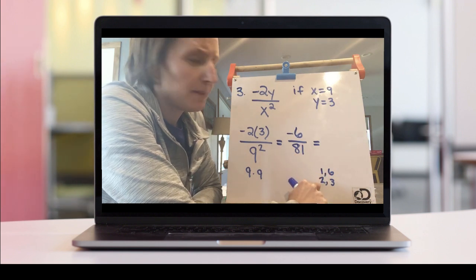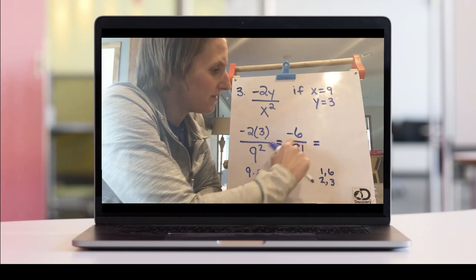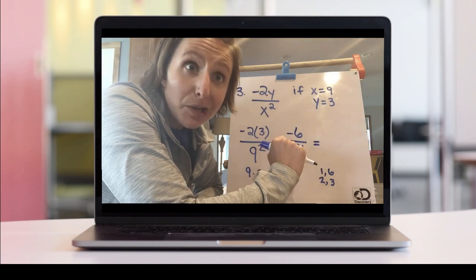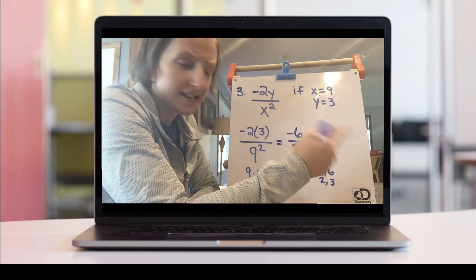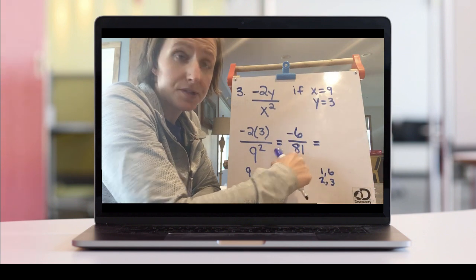Can you take 81 and divide it by 2? No, this is not an even number. It doesn't end with an even digit. Thank you, divisibility rules. How about 3? Because I know 3 is a factor 6 has.